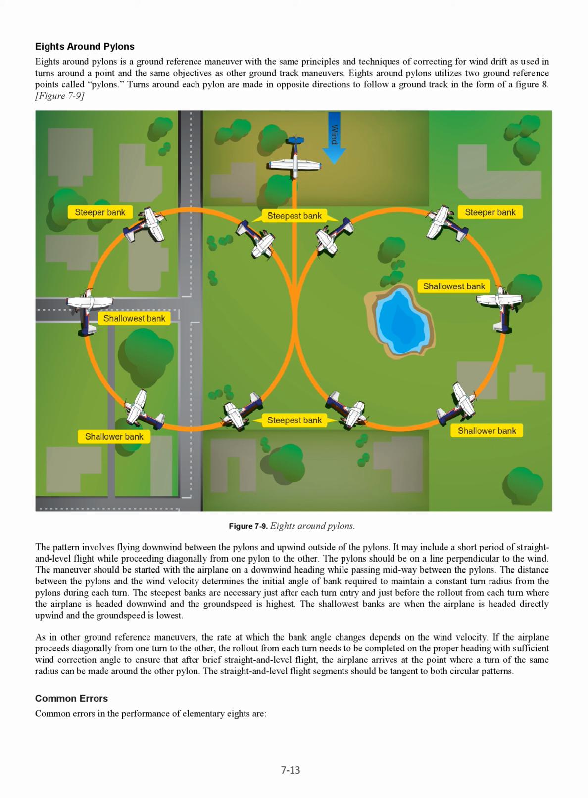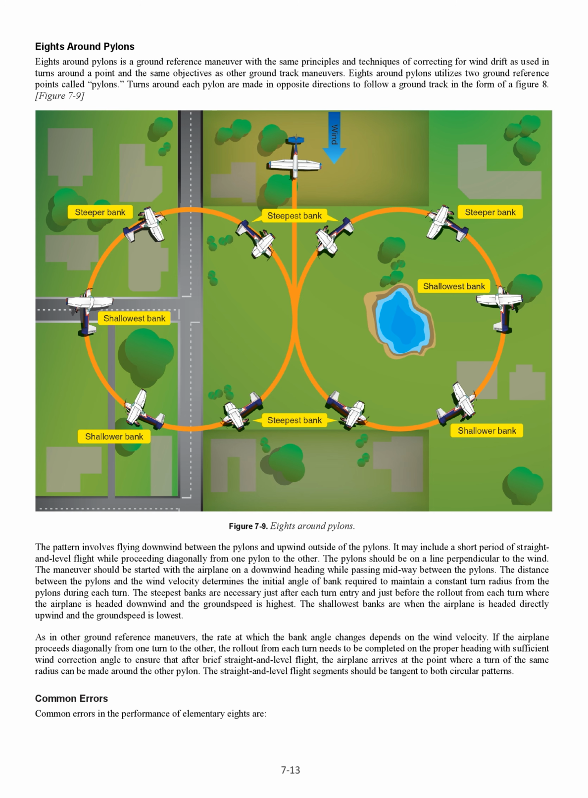As in other ground reference maneuvers, the rate at which the bank angle changes depends on the wind velocity. If the airplane proceeds diagonally from one turn to the other, the rollout from each turn needs to be completed on the proper heading with sufficient wind correction angle to ensure that after brief straight and level flight, the airplane arrives at the point where a turn of the same radius can be made around the other pylon. The straight and level flight segments should be tangent to both circular patterns.